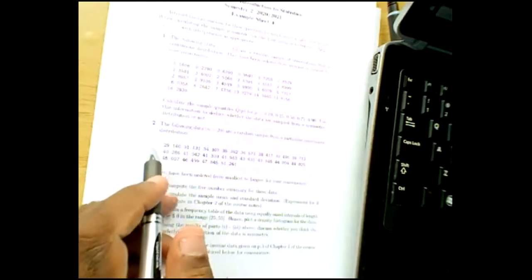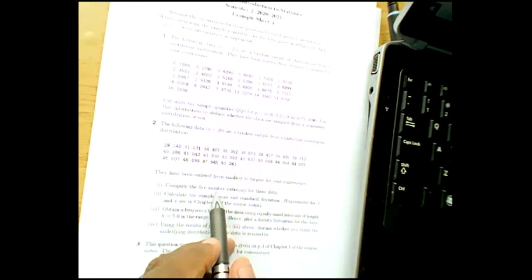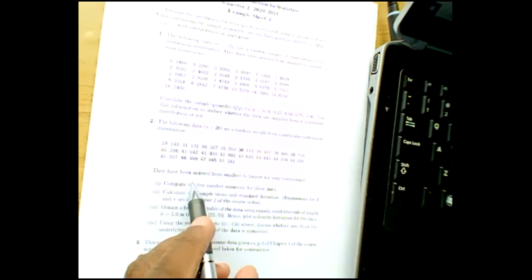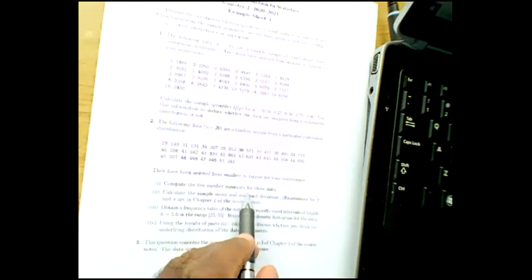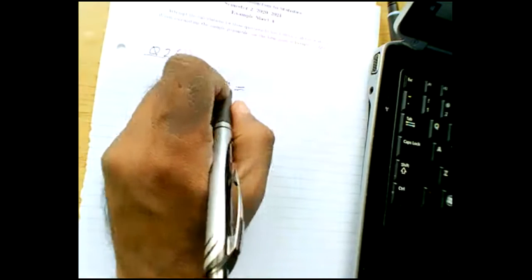Right, now question two, you are given this data set. There are four parts to the question. The first part, I know some of you can't read this, but the first part is to compute the five number summary of the data. Now, I think I told you this last week. A five number summary is made up of five summary statistics. The first of the five numbers is the minimum, or the smallest data point, right?